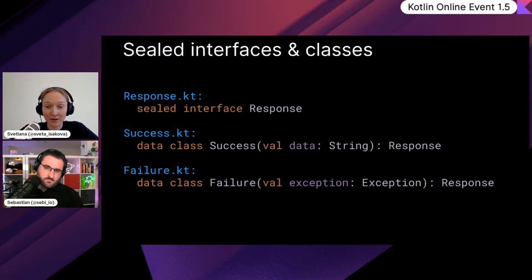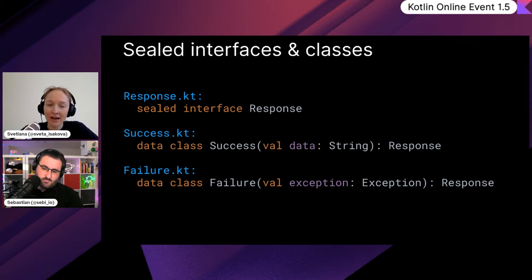In a when expression, the compiler checks that all the subclasses from the hierarchy are present. And if not, or if you added a new class, it warns you, it gives you an error that this new class is missing. It's really convenient.